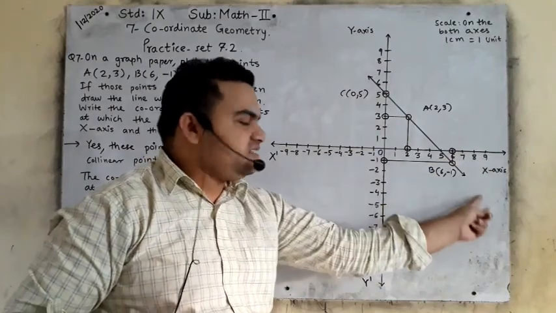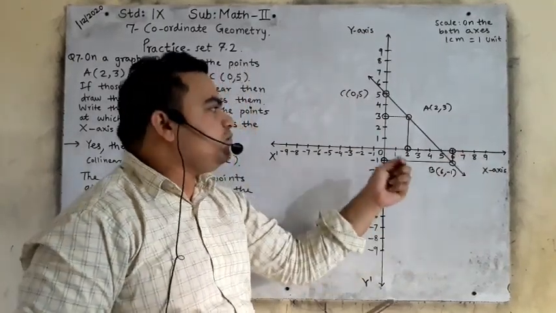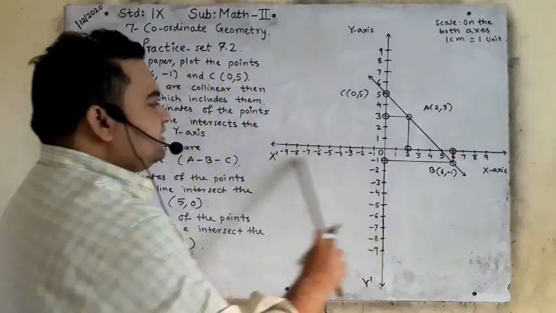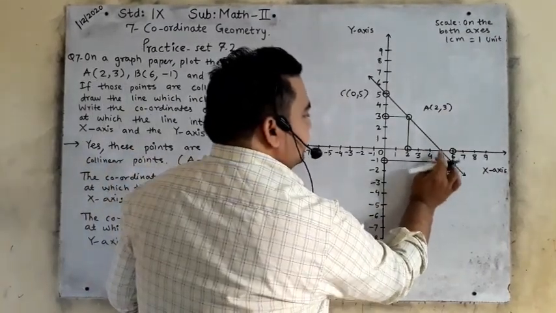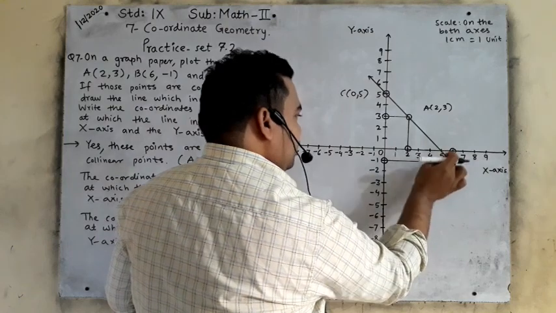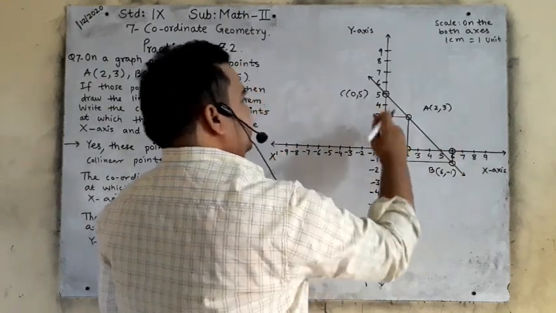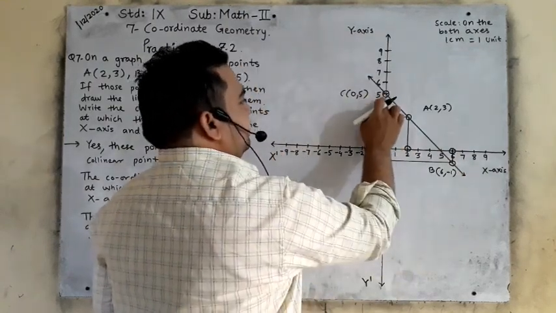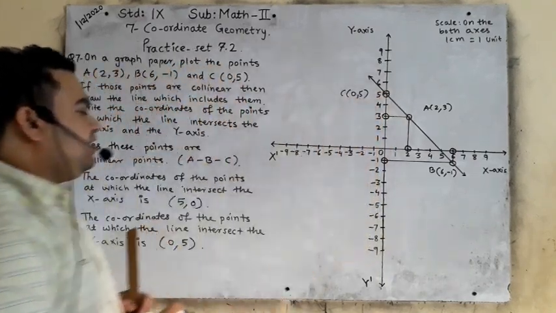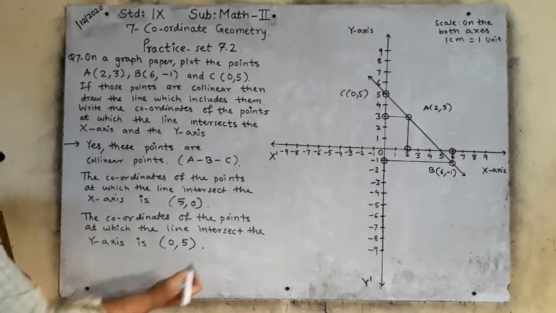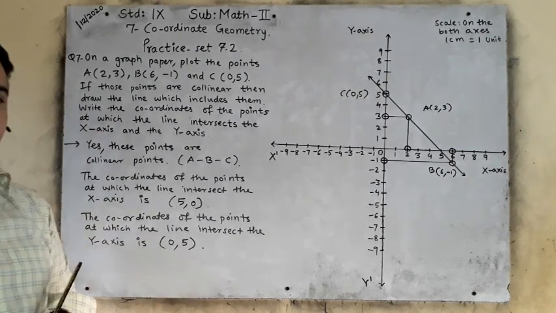ये तीनों point straight line में हैं. Therefore, it is a collinear points. This line intersects the x-axis at coordinate 5. It means here the x coordinate is 5 and the y coordinate is 0. This line intersects the y-axis at 5. It means here the x coordinate is 0 and the y coordinate is 5. So I hope you understood this answer. Please copy the same in the graph book.